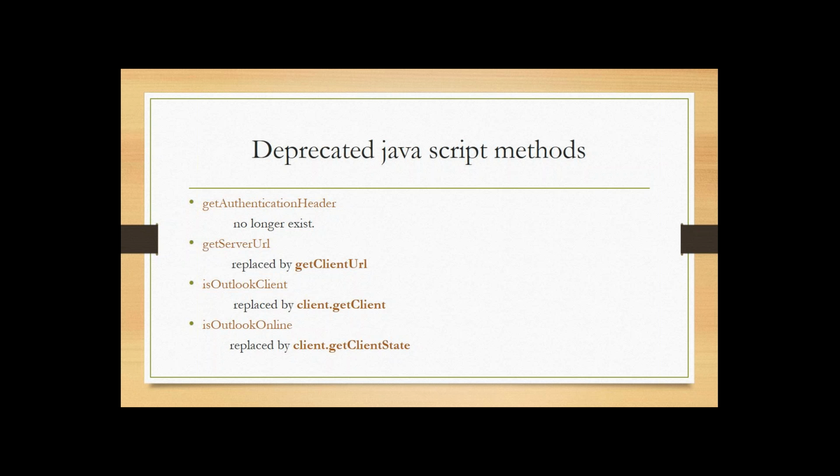getServerUrl. This method was replaced by getClientUrl. Next one is isOutlookClient. This method was replaced by client.getClient. The last method is isOutlookOnline. This method was replaced by client.getClientState. That's it for the new form script capabilities and deprecated methods.